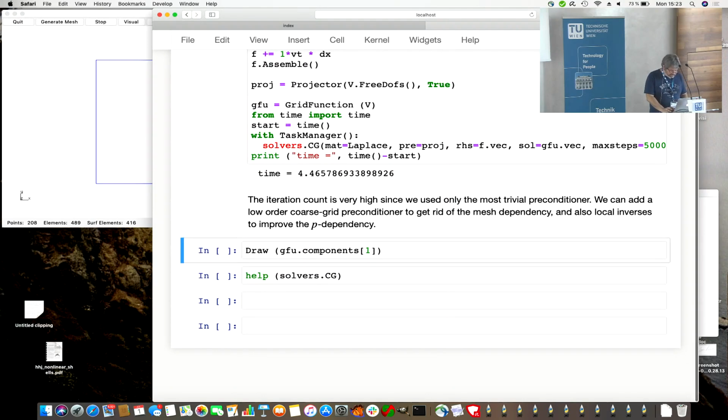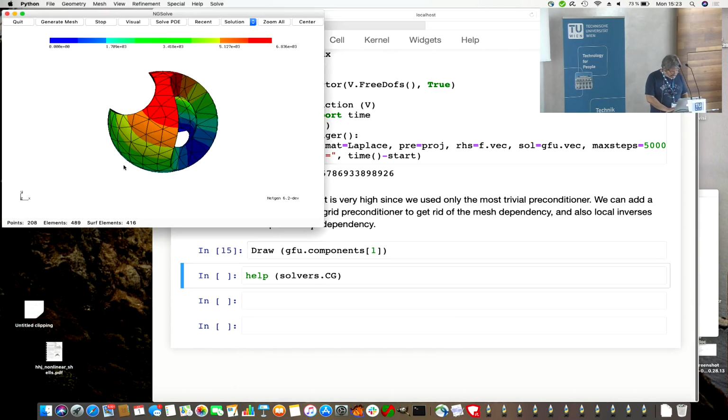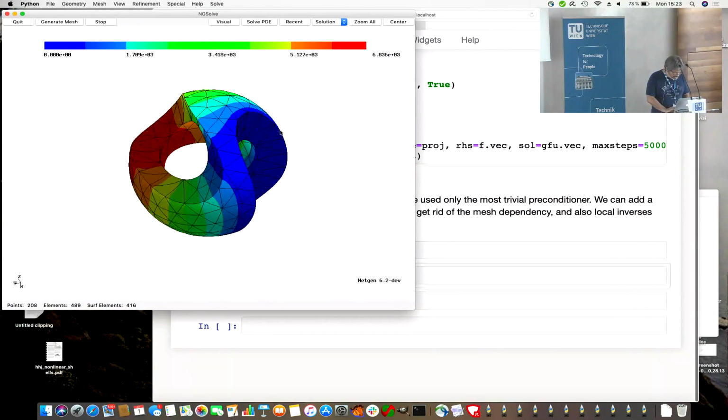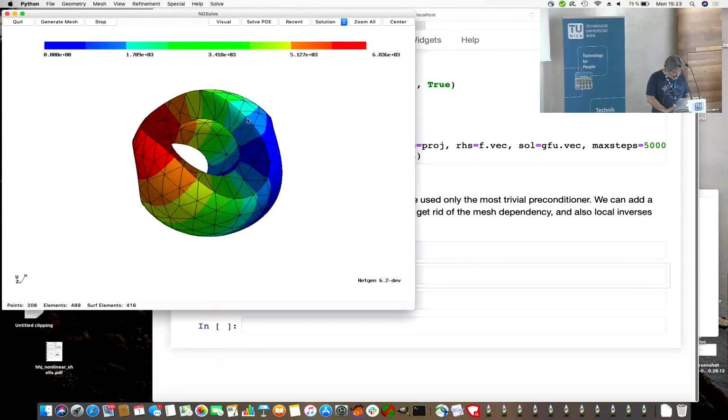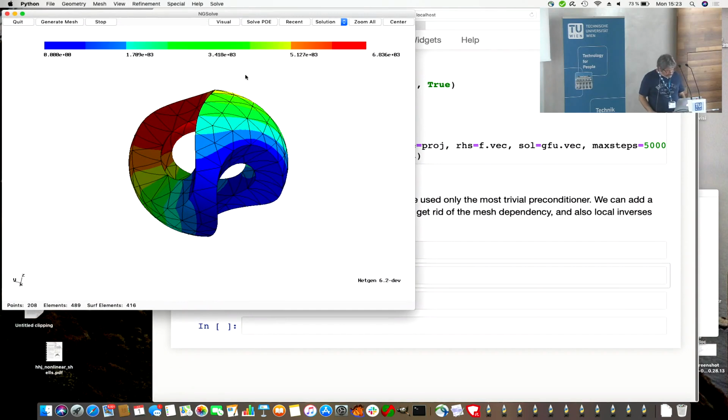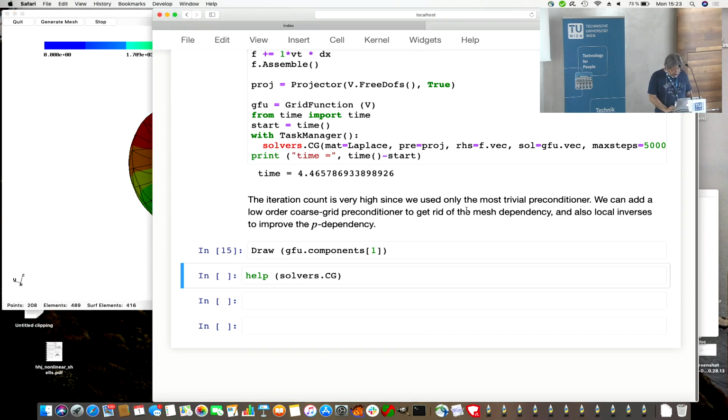And you see it's working for curved elements. And the example was set up like this. Now you can compute your own example. Okay.